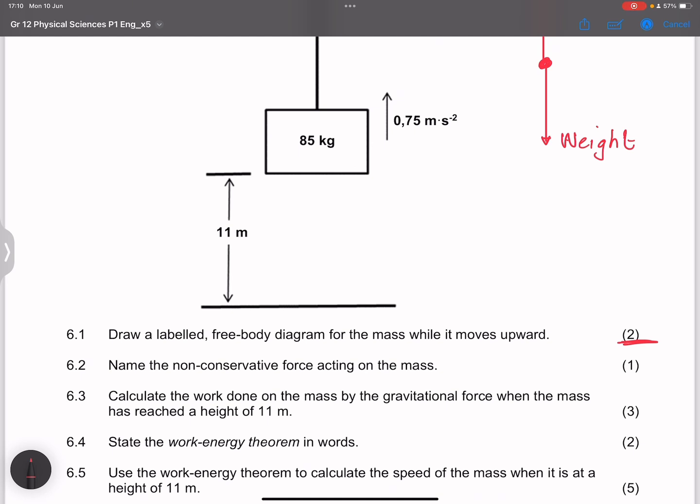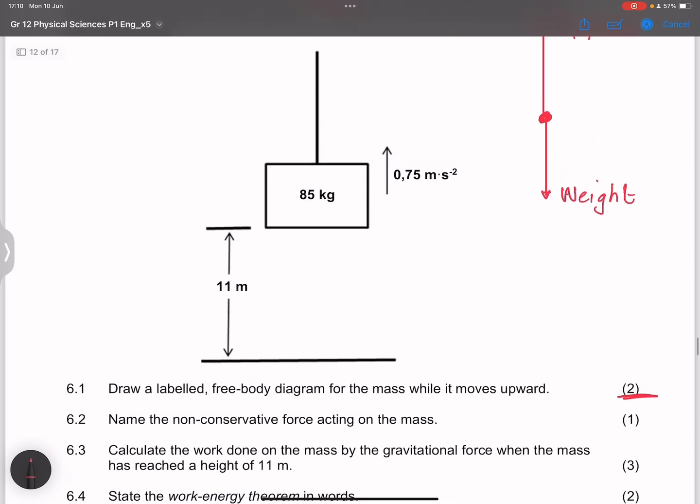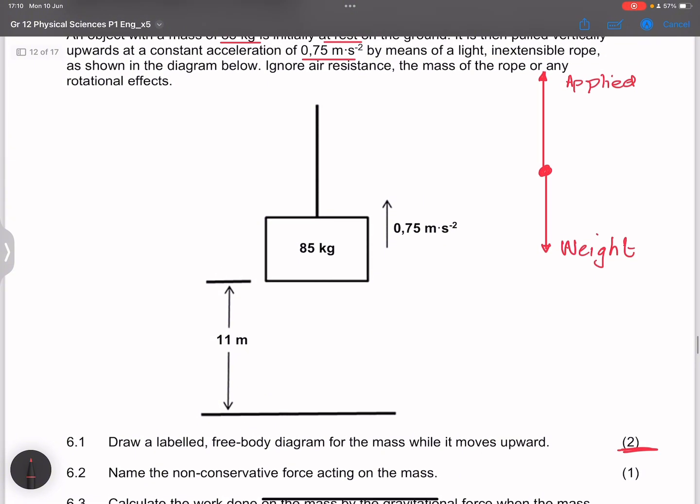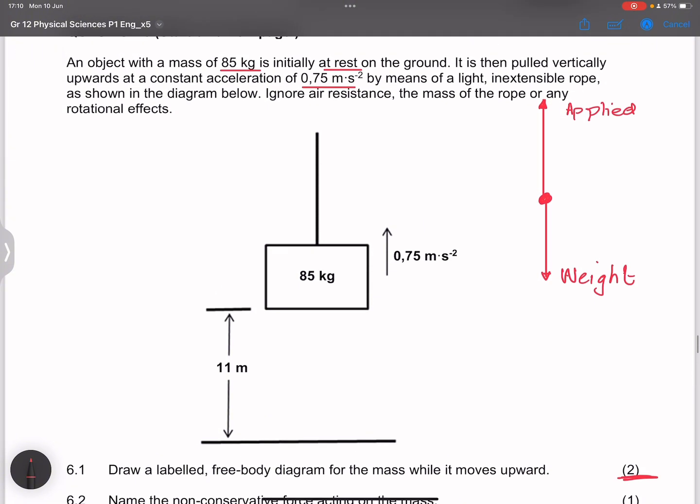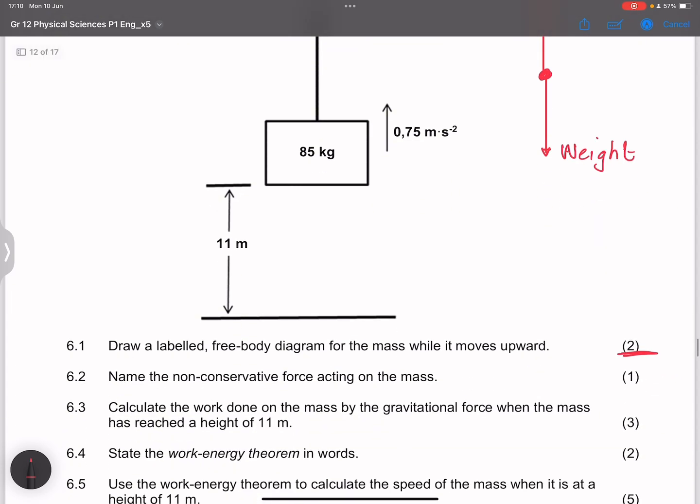So they say name the non-conservative force acting on the mass. So I want you to note in this case, which one would be the non-conservative force? That would definitely be the force that the rope exerts, right? So in this case, it would be the force of the rope. All right. So now they say calculate the work done on the mass by the gravitational force when the mass has reached a height of 11 meters.